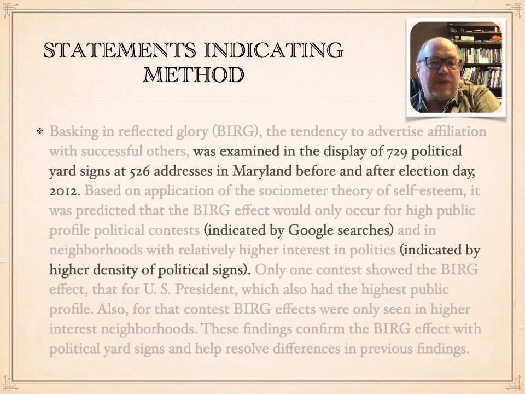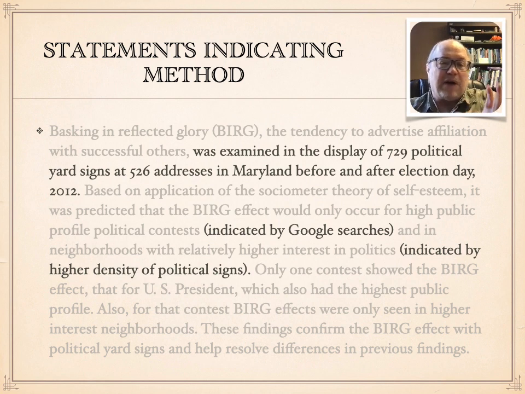Statements about the method. Oh, that first sentence had something about the method in it too. Was examined in the display of 729 political yard signs at 526 addresses in Maryland before and after Election Day 2012. And then, based on application of sociometer theory, it indicates some more method stuff embedded in here, indicated by Google searches, indicated by higher density of political signs.